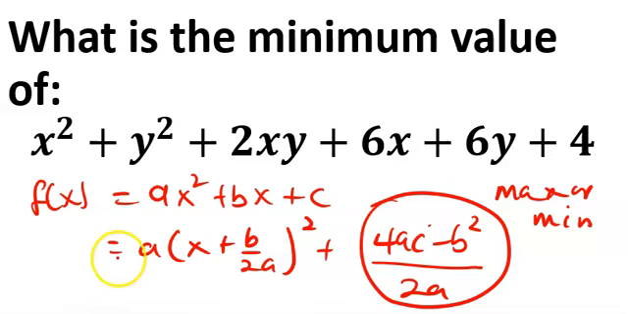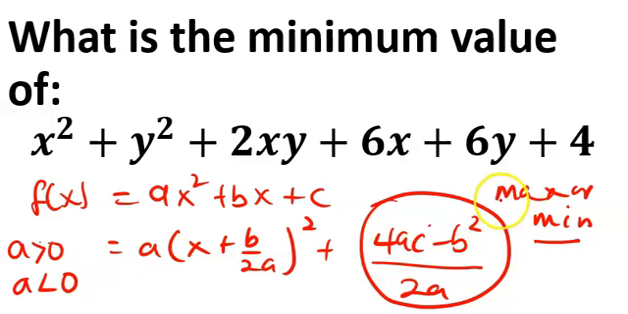Now it depends on the value of the constant here, a. When a is greater than 0, then we are going to have minimum. And when a is less than 0, then we are going to have maximum with the same value. Okay, so with this symmetric function, we are going to complete the square and then compare it with this expression. The value here will give us the minimum value.